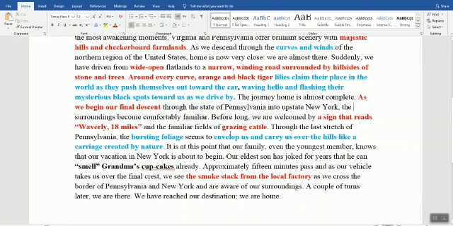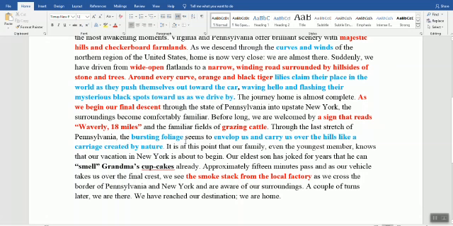And the familiar fields of grazing cattle, that now the fields which are familiar, and now grazing cattle, that these are the fields which are not empty, there are always cattle which are grazing. Through the last stretch of Pennsylvania, the bursting foliage seems to envelop. Now, bursting foliage is like too many plants. The too many plants are bursting there, and they are enveloping you, enveloping us, and carry us over the hills like a carriage created by the nature.